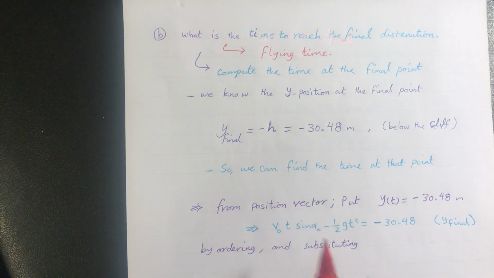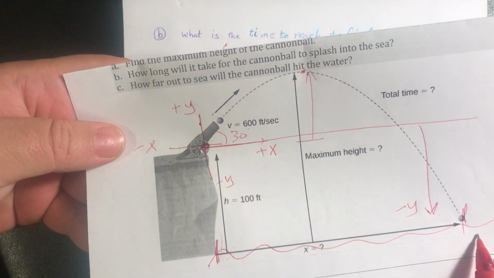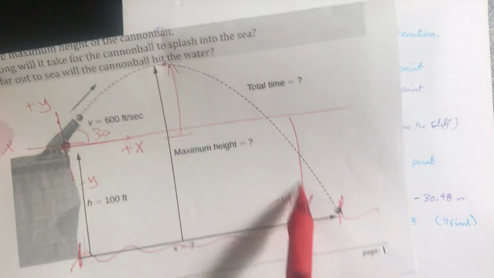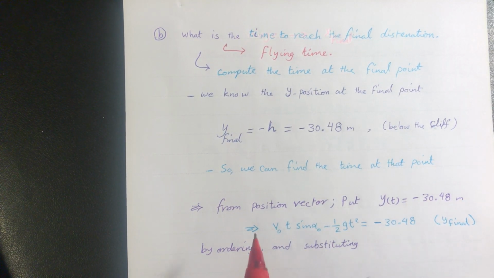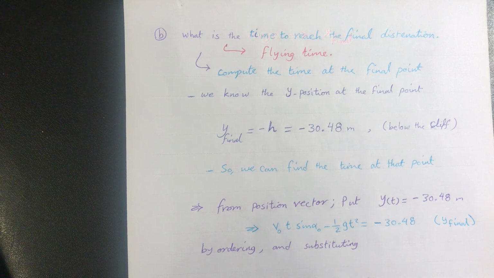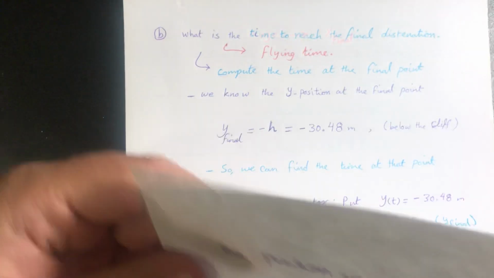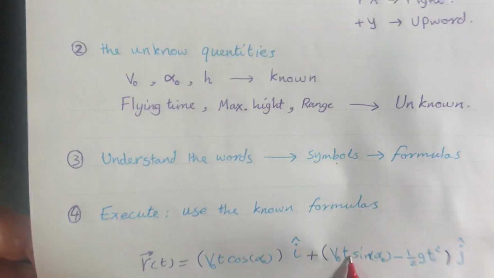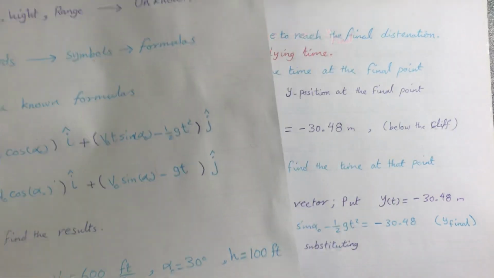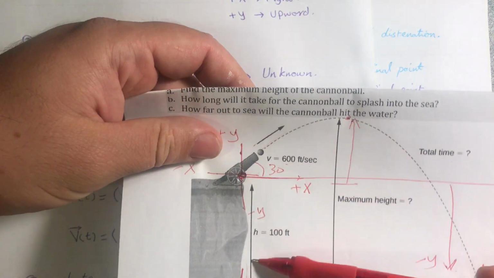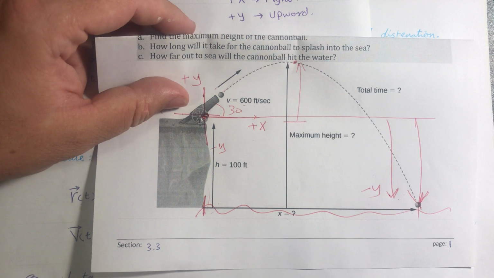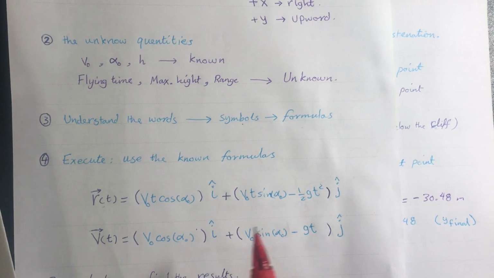B. What is the time that's required to go all the path? Or the flying time, all the time. I can compute it at the final point using the position vector again. This is the position vector. I know the coordinate of y at the final point. It is -100 feet. Y is equal to -100 feet below my reference point. So I know Ry, the vertical position.